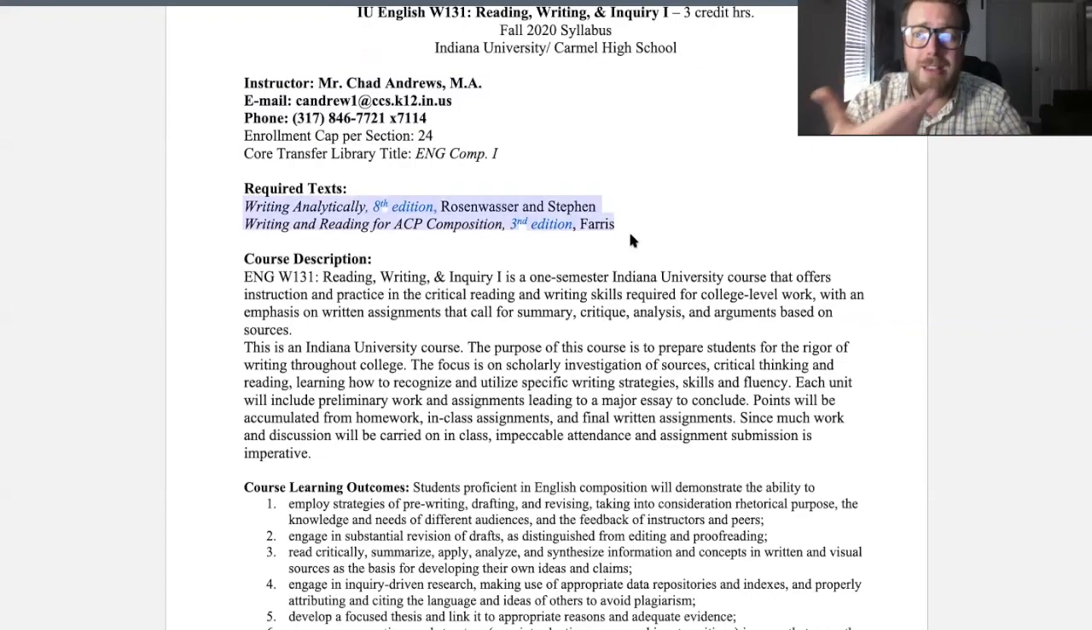and you may be wondering, Mr. Andrews, you gave me 1 text yesterday, and it was purple. You're right. We don't have our second text yet. The one I gave you yesterday, the purple one, is Writing Analytically. That one is kind of like a writing guidebook. We will be looking at different parts of it, and it mostly discusses how to write.